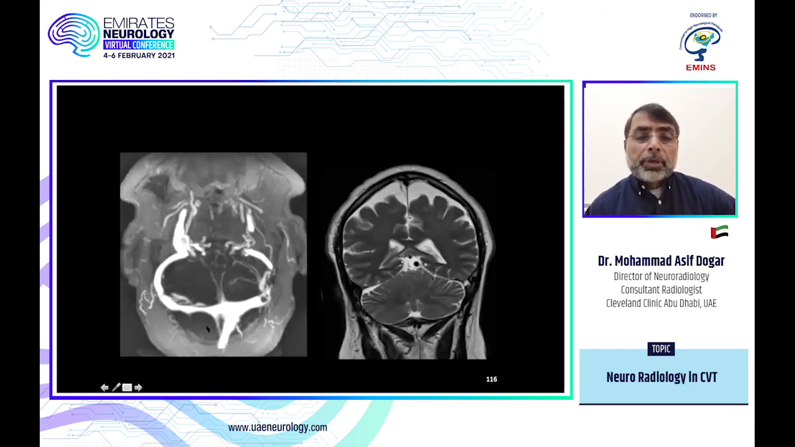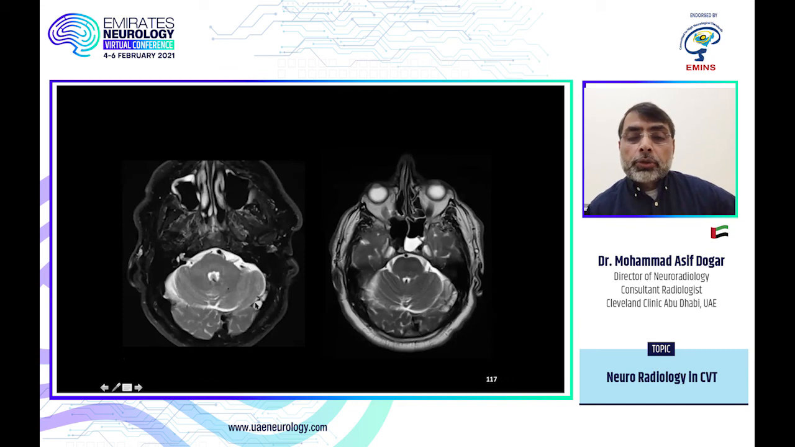Again, here on the MRV, there's this large defect up to here. On the coronal T2, it is hyperintense. Clot can be hyperintense. And here you can see this is hyperintense, and it is hyperintense here. I'm not showing you the other images, but on every image, this was CSF signal. So the clot cannot be CSF signal.